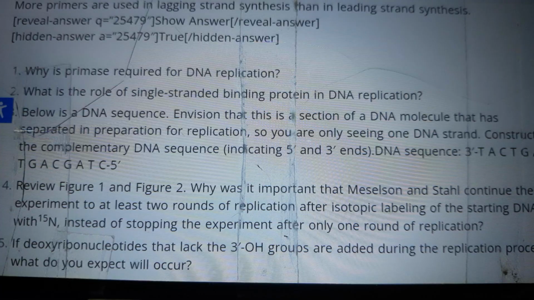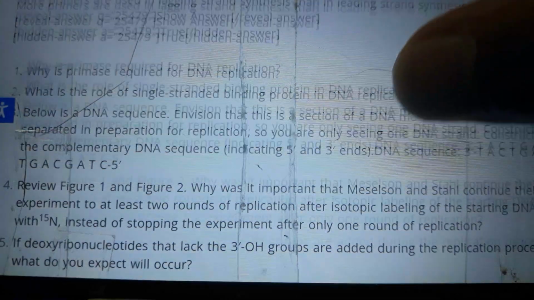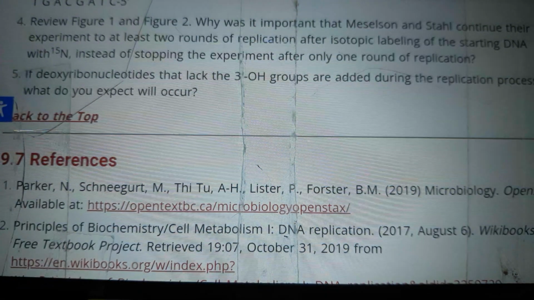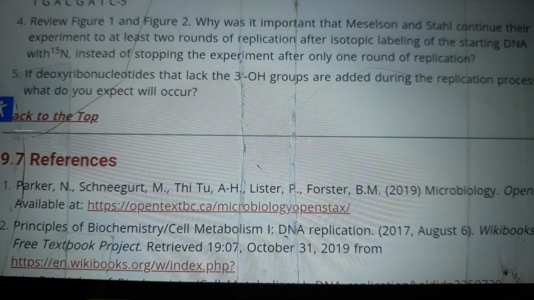What is the role of single-stranded DNA binding protein in DNA replication? So below is a DNA sequence. That's schema 3. Envision that this is a section of a DNA molecule that is separated in preparation for replication. So you are only seeing one DNA strand. Construct the complementary DNA sequence. Review figure 1 and figure 2.